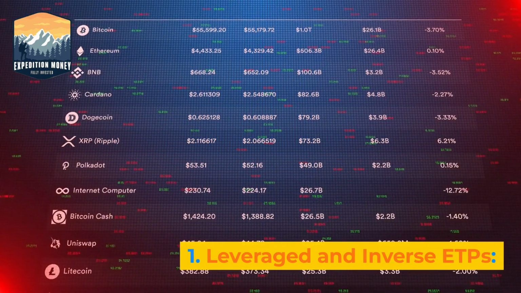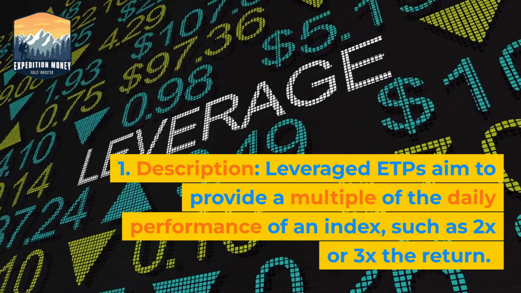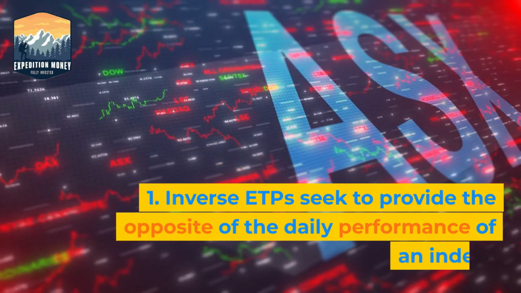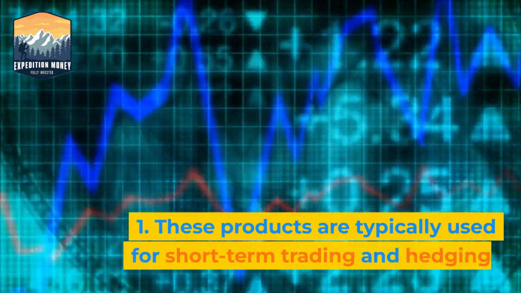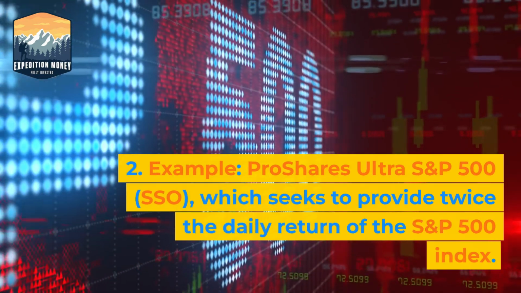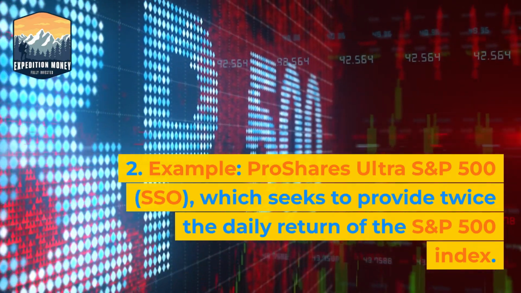4. Leveraged and inverse ETPs. Description: Leveraged ETPs aim to provide a multiple of the daily performance of an index, such as 2x or 3x the return. Inverse ETPs seek to provide the opposite of the daily performance of an index. These products are typically used for short-term trading and hedging. Example: ProShares Ultra S&P 500, which seeks to provide twice the daily return of the S&P 500 index.